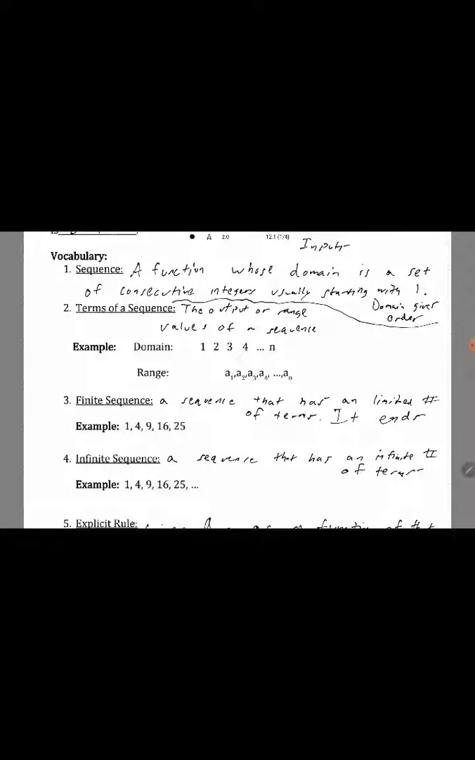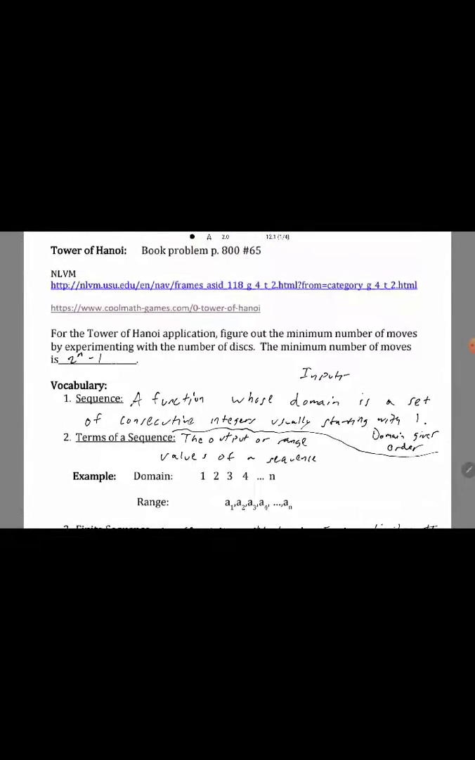A sequence is a function whose domain is a set of consecutive integers, usually starting with 1. And then the domain gives the order. So we're just talking about a list of numbers here. Let's say 1, 3, 5, 7, 9, ... So this is my sequence.